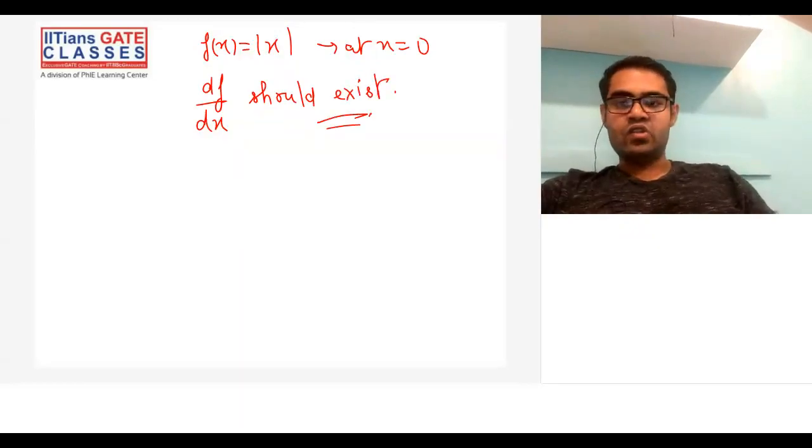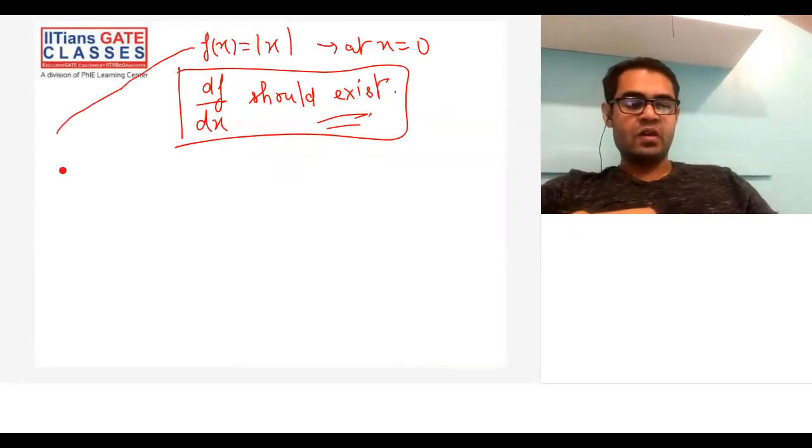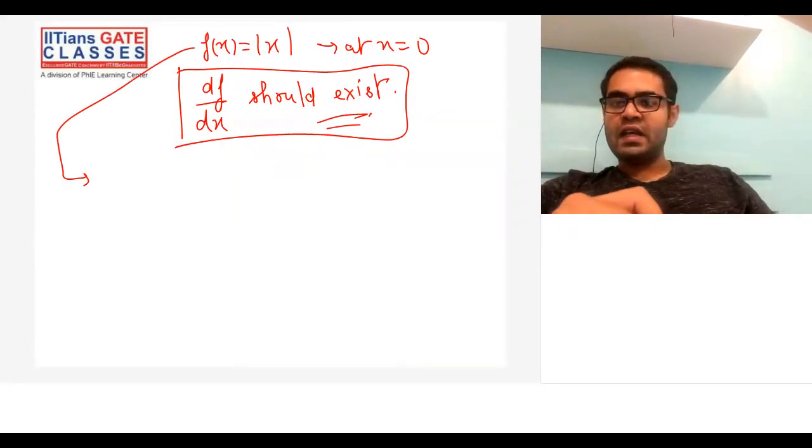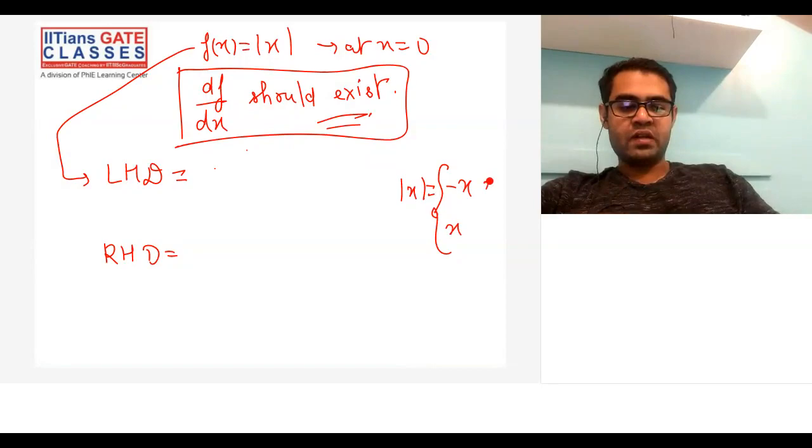And the condition for the derivative to exist is simple. To check the differentiability at any point for a particular function, you calculate the LHD and the RHD. Now I'll use the definition. I'll just write the definition of mod x here again, so that I don't have to go to the previous slide again and again: x less than 0, x greater than 0.